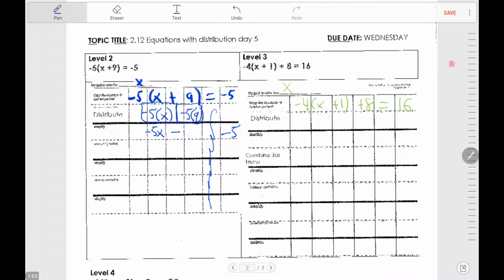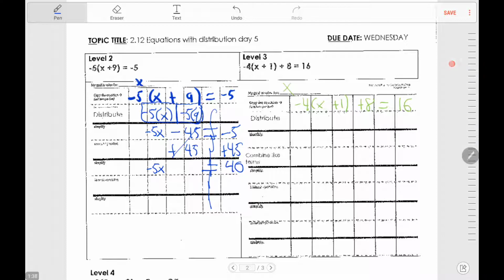So -5x minus 45 equals -5. Well, now we're in familiar territory. We're going to do inverse operations. So plus 45, plus 45. These cancel. We are left with -5x equals 40. Okay.